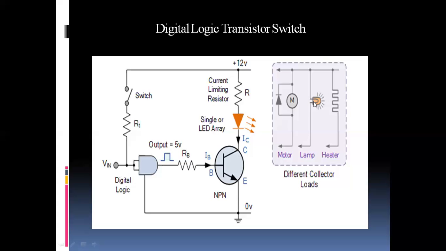But suppose we want to handle different loads carrying high power, for example a motor, lamp, or heater. These can be used as a load here whenever we are operating the transistor as a switch. Because simple switches cannot handle maximum power devices, to handle maximum power devices we have to use the transistor.